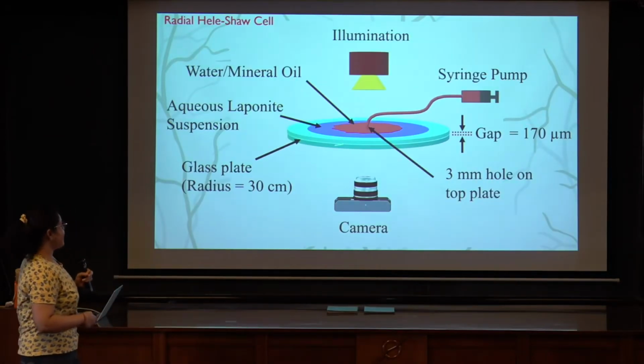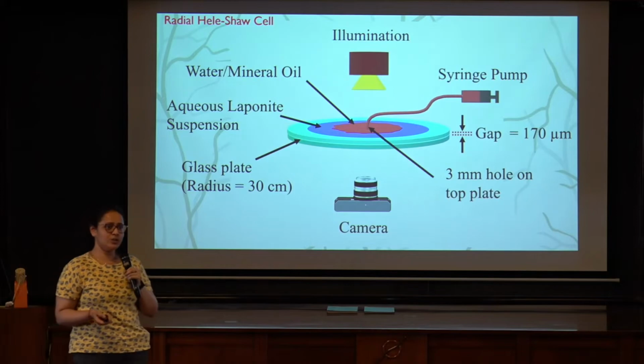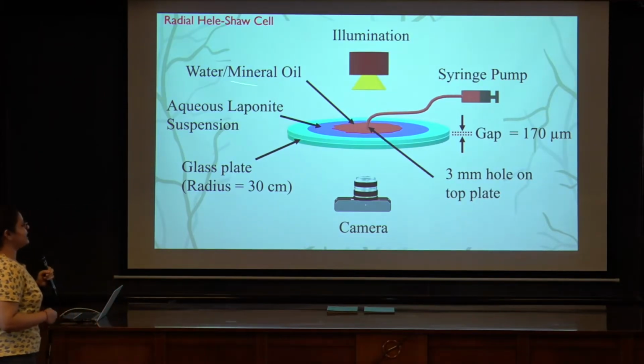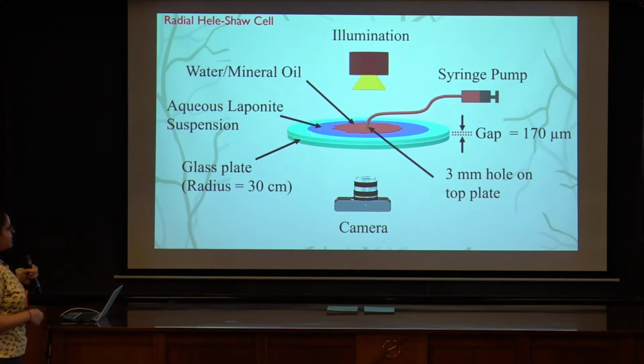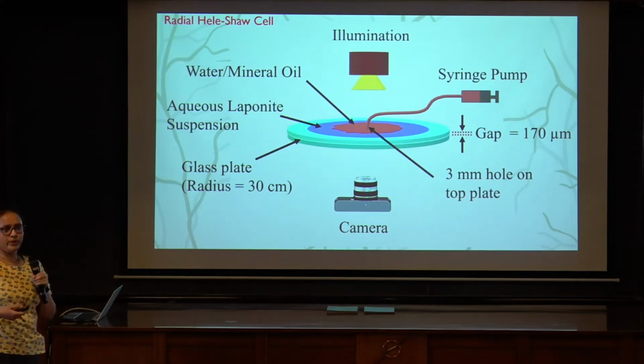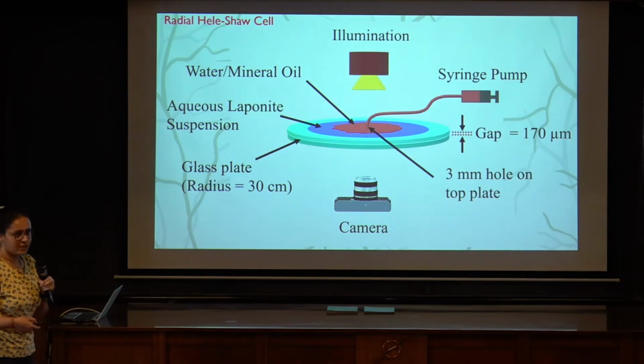As I said, to study these instabilities on the laboratory scale, people often use a radial Hele-Shaw cell, which comprises only two circular glass plates. The main condition is that you should have very little confinement. So here is a 170 micron gap between these two plates, and the top plate has a central hole. With the help of this hole, we first fill the aqueous laponite suspension in the cell, and then the second fluid, either water or mineral oil, is injected in the same cell. And we look at the profile between these two fluids, how the interface will grow in the different scenarios.